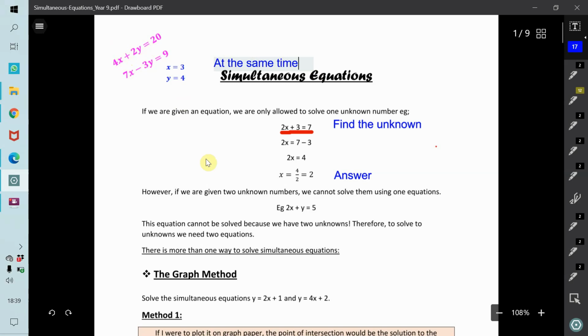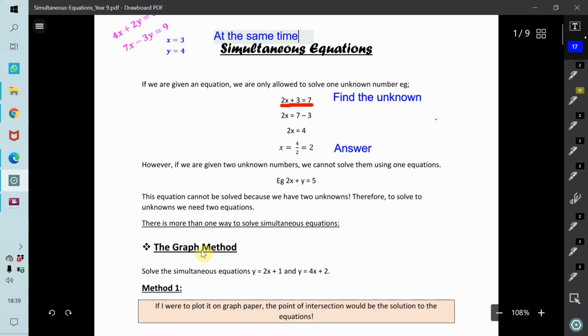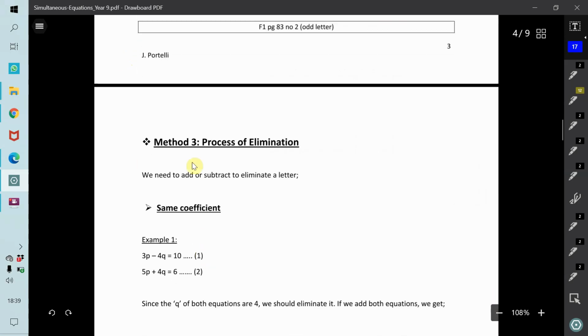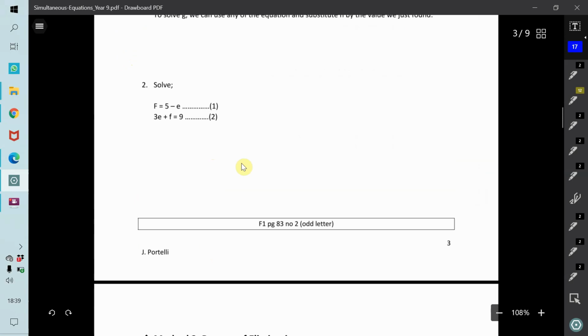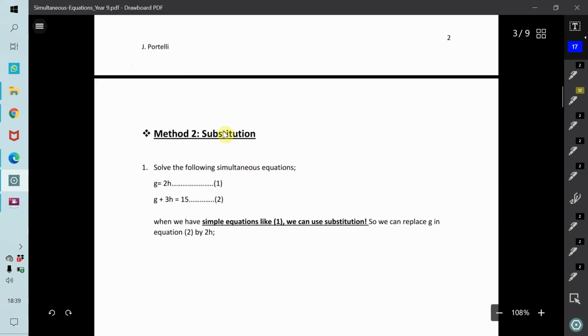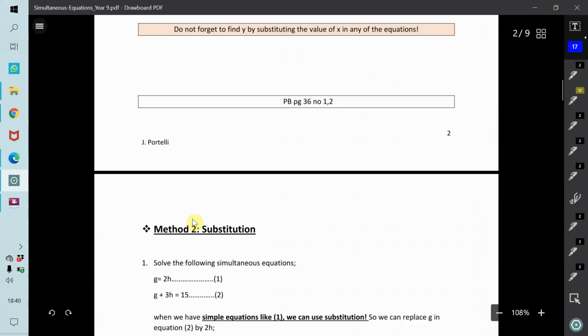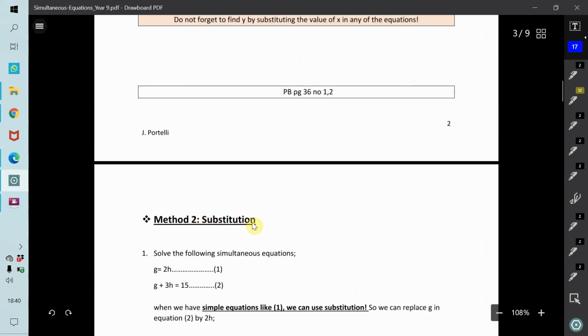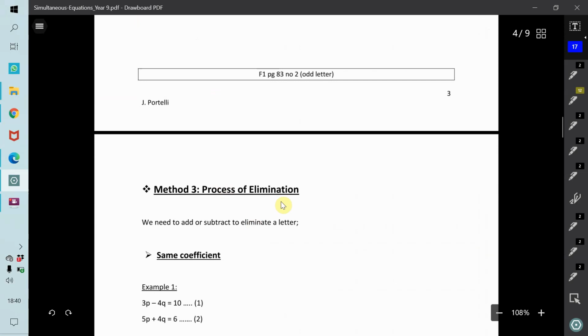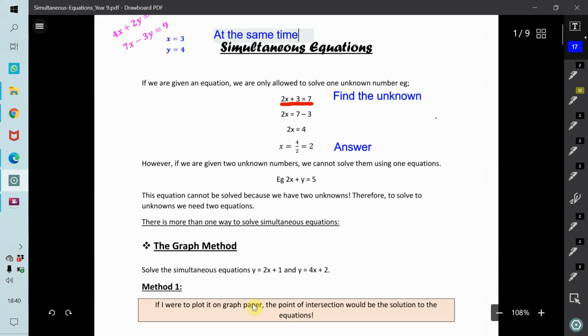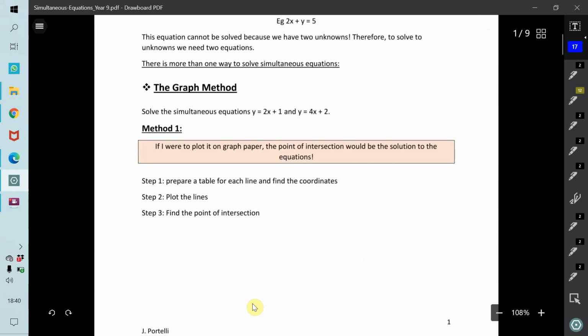Now there are two methods of how we're going to go about it. There is the graph method, which is what we're going to be doing today. And there is the process of elimination, and there is another one by substitution. So I would say that this is method 1, the graph method, and the graph method is what we've already worked on previously in the topic of graphs.